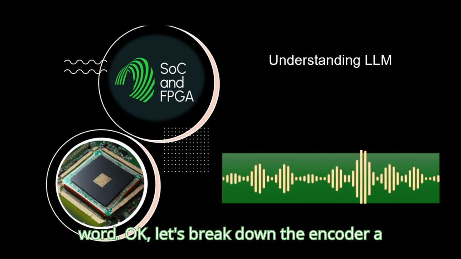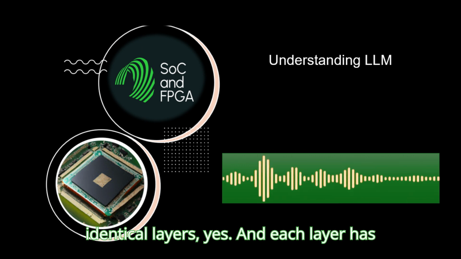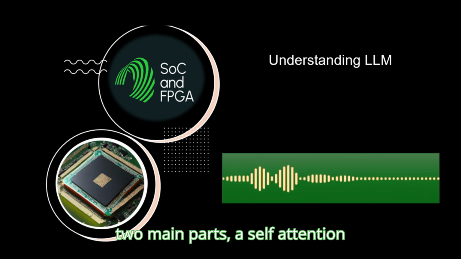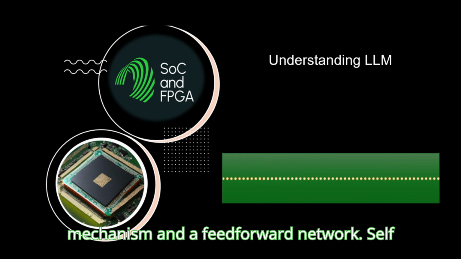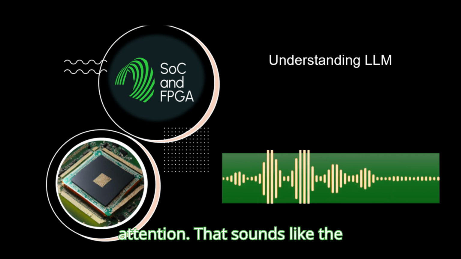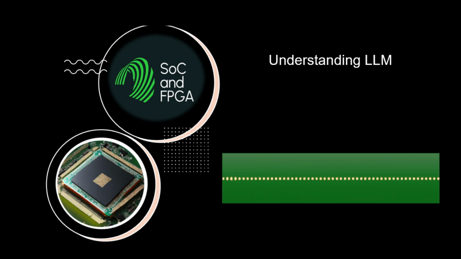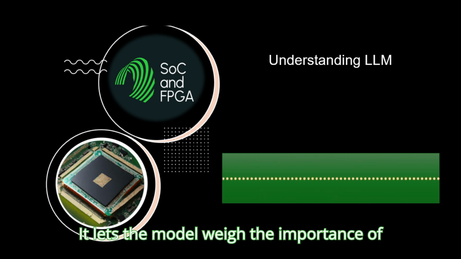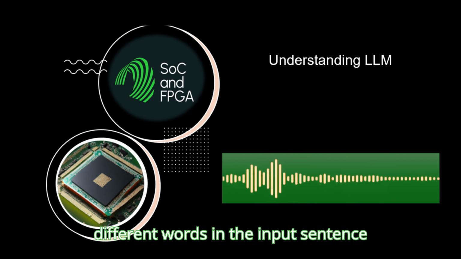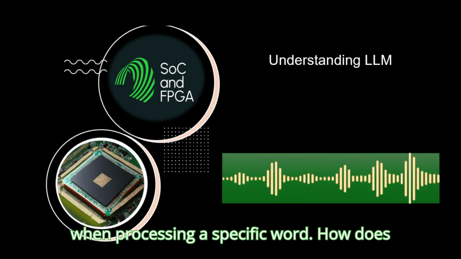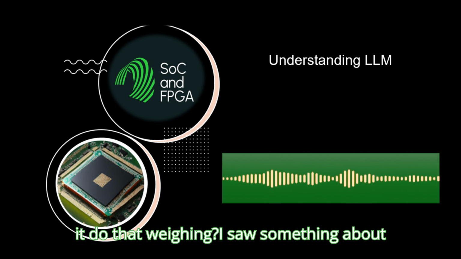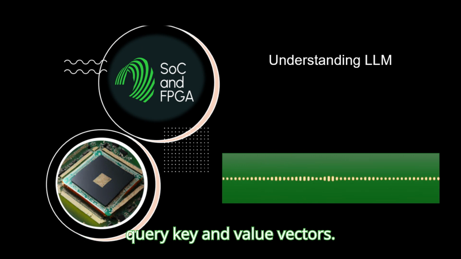Okay, let's break down the encoder a bit. It's made of layers. A stack of identical layers, yes. And each layer has two main parts, a self-attention mechanism and a feed-forward network. Self-attention. That sounds like the core of the attention idea. It really is. It lets the model weigh the importance of different words in the input sentence when processing a specific word. How does it do that weighing? I saw something about query, key, and value vectors.